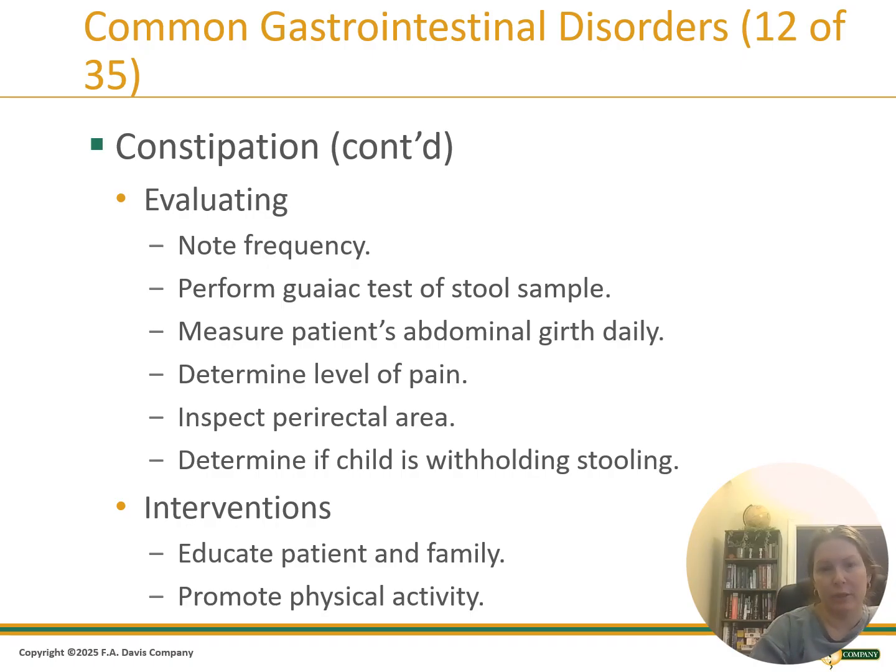So in an evaluation, you want to talk with the parent about frequency of stools, how often are they going and about how much is actually getting excreted. We can perform the Guaiac test, so that's going to be like your occult blood sample. We may measure our patient's abdominal girth daily.